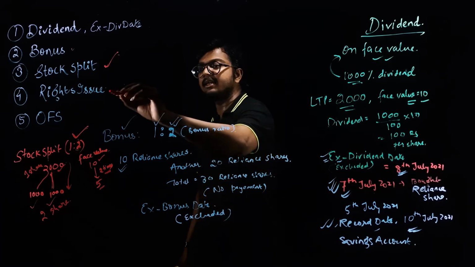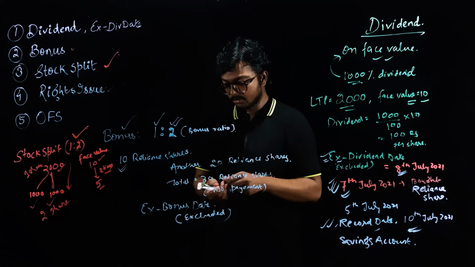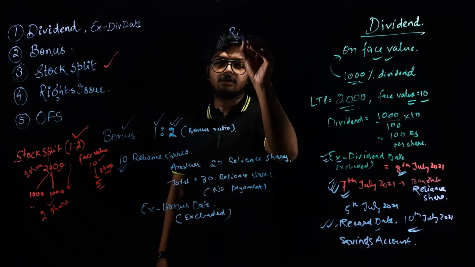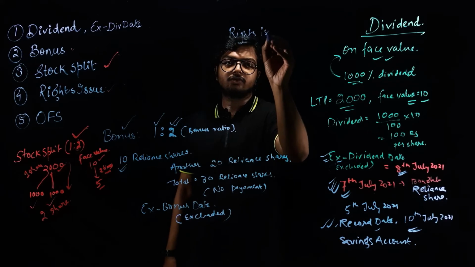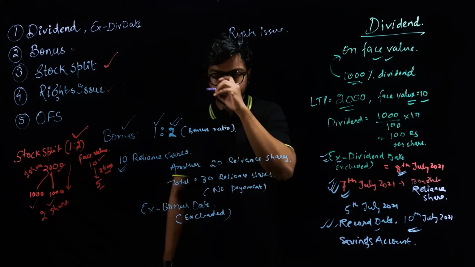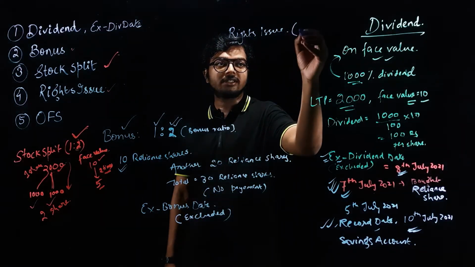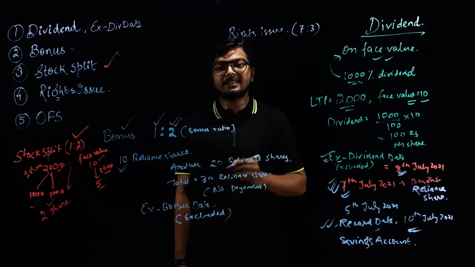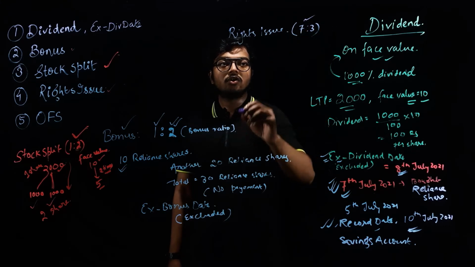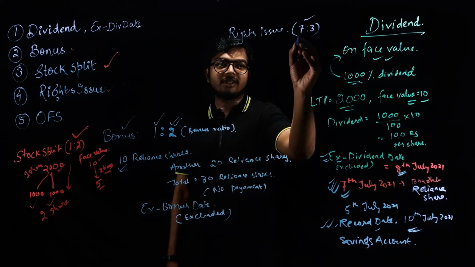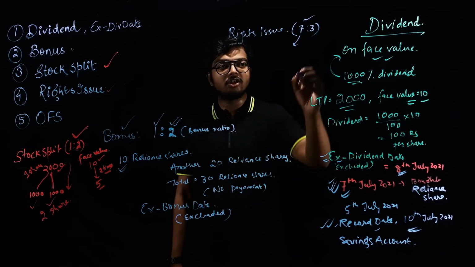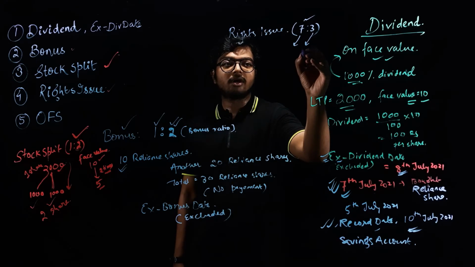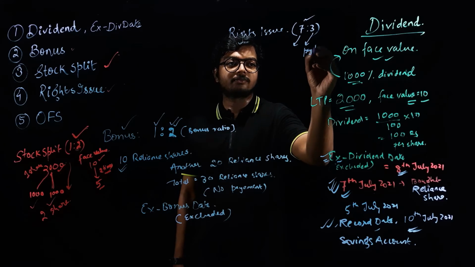Now let's see rights issue. Say for example, the rights issue is 7:3. So what does this mean? This is the ratio. It says that for every 7 shares you would get 3 shares, but you have to pay for it.